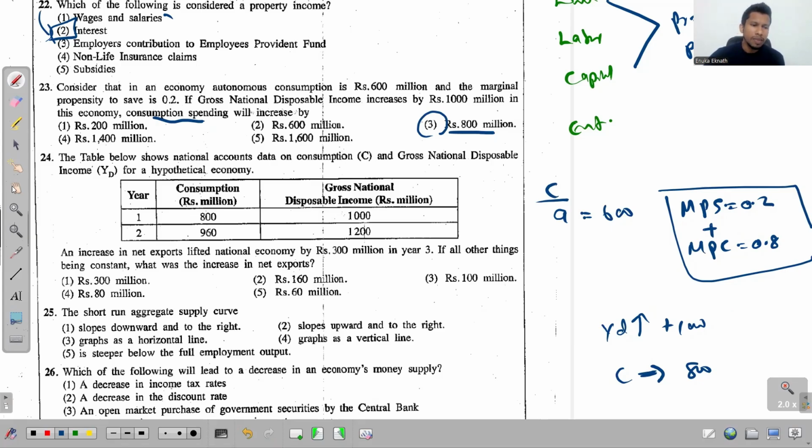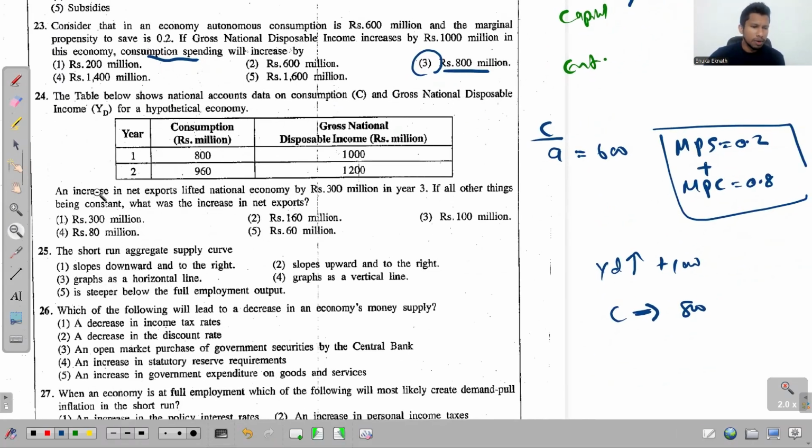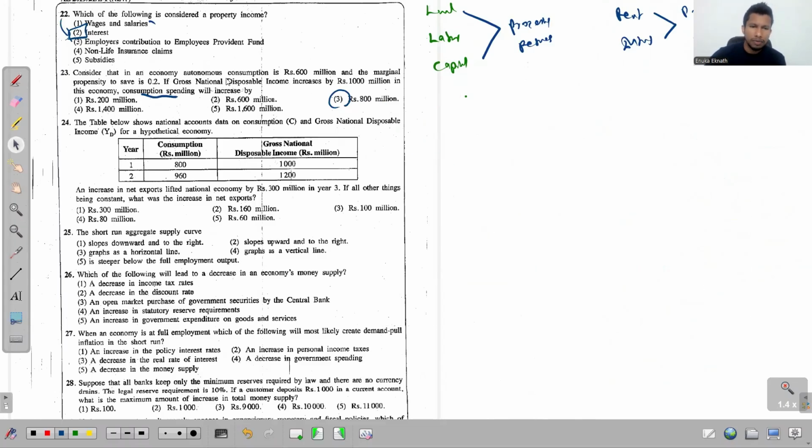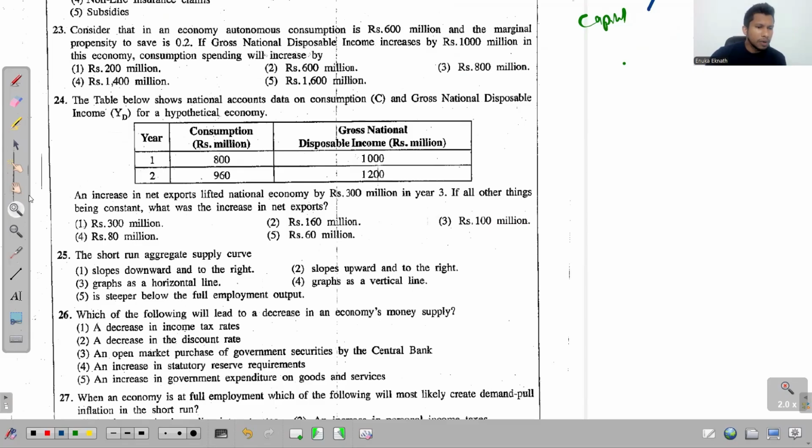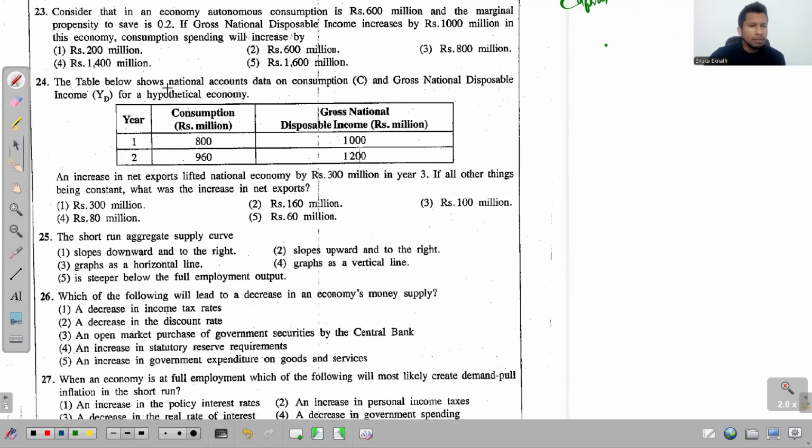Simple as that. Right, look at question 24 now. But before that, we will erase all this. Right, we don't need this. Look at question 24 now. This says, the table below shows national accounts data on consumption and gross national disposable income for a hypothetical economy. So we get the consumption and the national disposable income. And then it says an increase in net exports lifted national income by 300 million in 3 years. If all other things are constant, what was the increase in net exports?